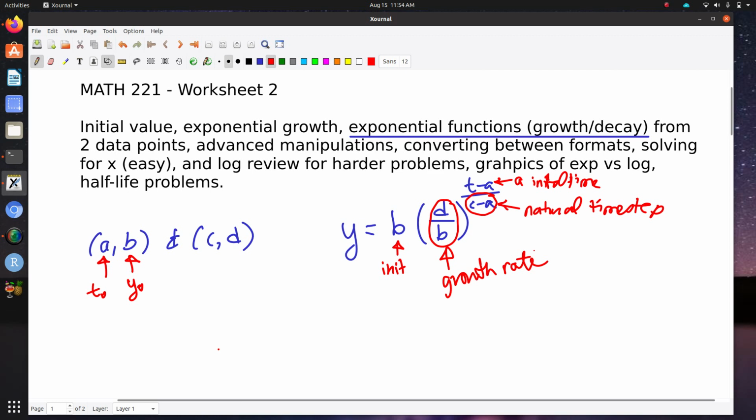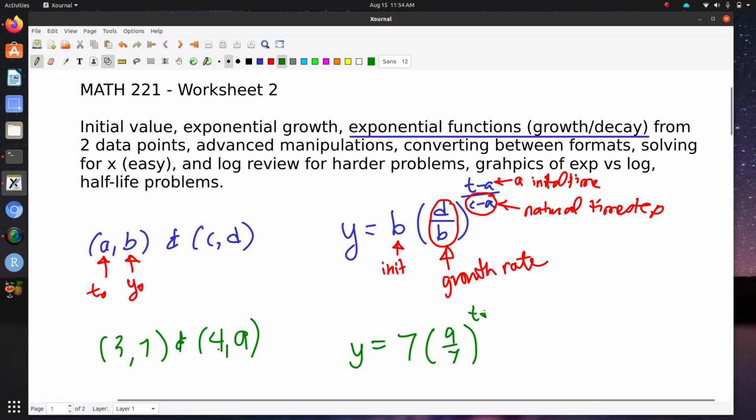So what do you do once you have assembled your answers? So for example, this is really easy to pop something in here. Let's see, if I have 3, 7, and 4, 9, what do I do? Well, I'm just going to say y equals 7 times 9 over 7 to the power of t minus 3, but 4 minus 3 is just 1. So I can say divide by 1, but that's kind of pathetic, so I can just leave that out.